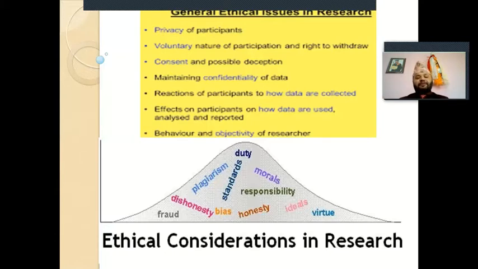Behavior and objectivity of the researcher. A researcher must be realistic. They shouldn't be rigid about something. Going to the village and trying to get a sophisticated, luxurious restaurant-like place is not possible, right? That is the objectivity based upon reality, right? And how to behave with the people, how to behave with the participants, is also another important aspect of the research.